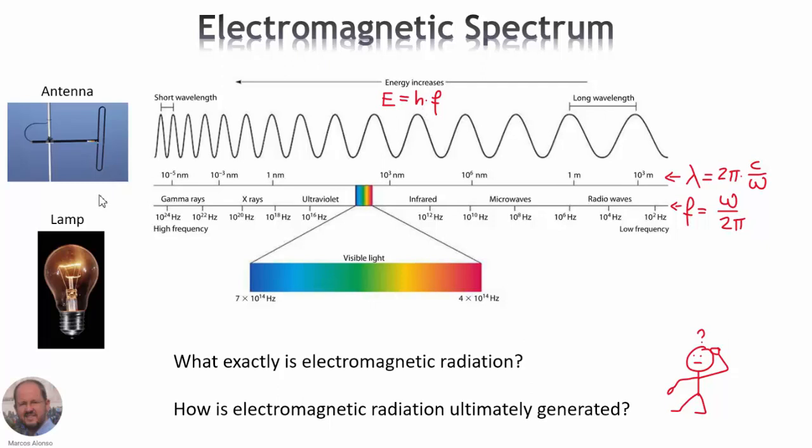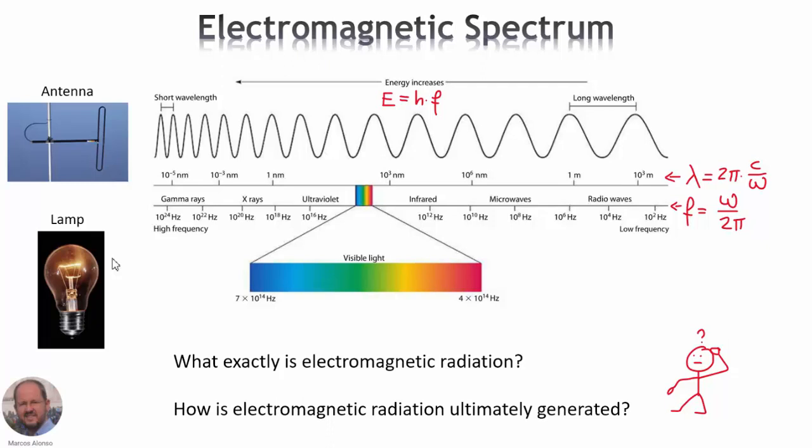We also know about examples of sources of radiation. For example, we know that antennas can generate radio waves that are useful for communications. And also another source of radiation is a lamp, for example, an incandescent lamp, in which when we heat up metal, then the metal is going to generate radiation, mainly in the infrared part of the spectrum, but also in the visible part of the spectrum, and even a little bit in the ultraviolet region of the electromagnetic spectrum.